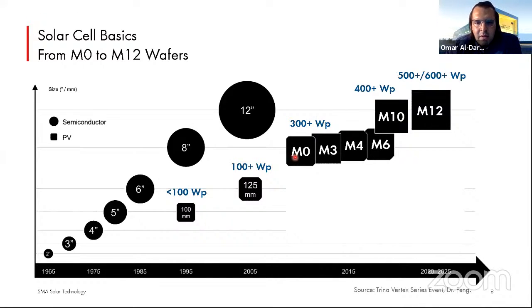So the M0, which is around 156 millimeters in size, all through to M6, which is around 166 millimeters in size, are responsible for the 300 watt peak modules, whereas the newer introduction of the M10 and M12, which can go up to 210 millimeters, which is the wafer being used in the Vertex module, are being used to generate modules with 500 and 600 watt peak of power.